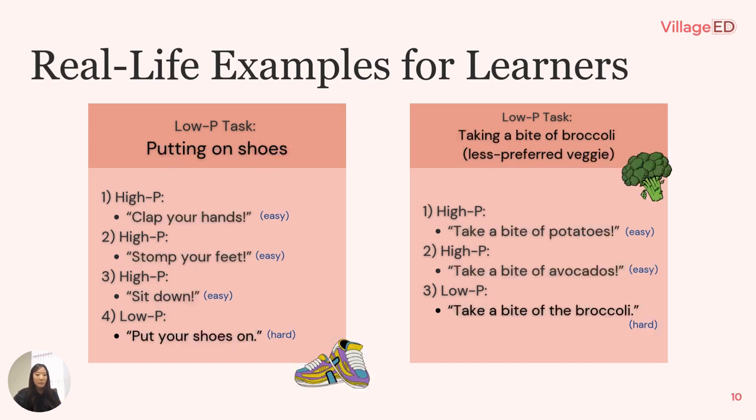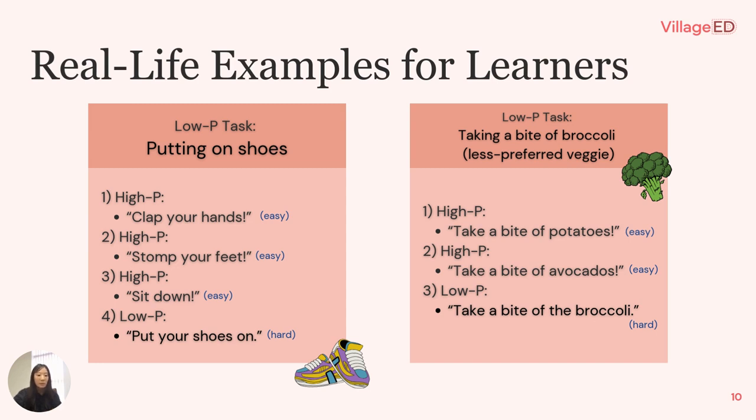So the previous slide was about teaching a new skill. This slide itself is about teaching some replacement behaviors or encouraging or promoting some positive behaviors or compliance. So let's say the first example here, the low P task for us is to have the child put on shoes. Let's say the child vaguely knows how to put on his or her shoes, but it's just very tough to have them comply. We see a lot of resistance or a lot of pushback.